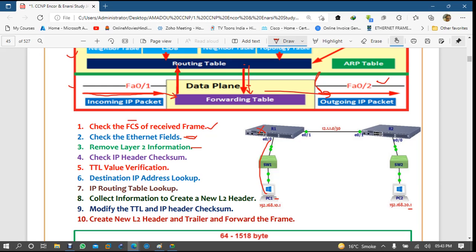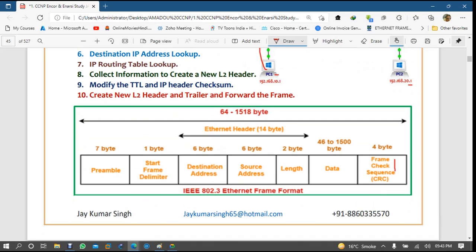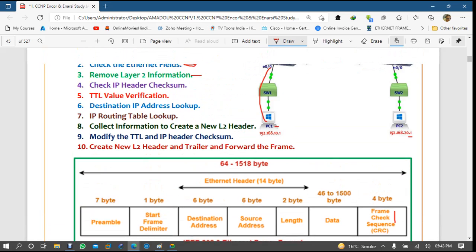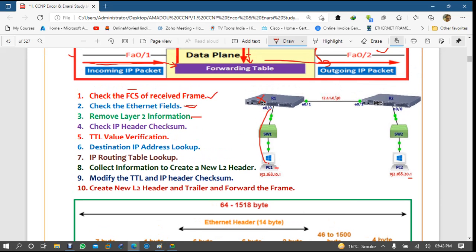Because when the frame is coming, the frame will come with everything, like source address, source IP, destination IP. When the PC is generating it and giving it to the switch and then to the router, at that time layer 2 information will be there. So the router will say, okay, I got this information, so let me remove this layer 2 information from the packet.